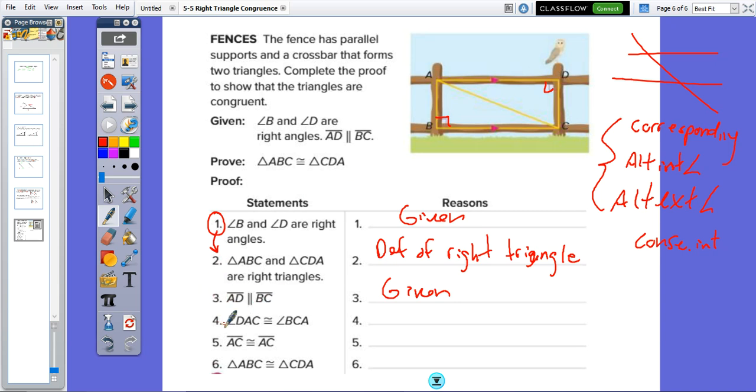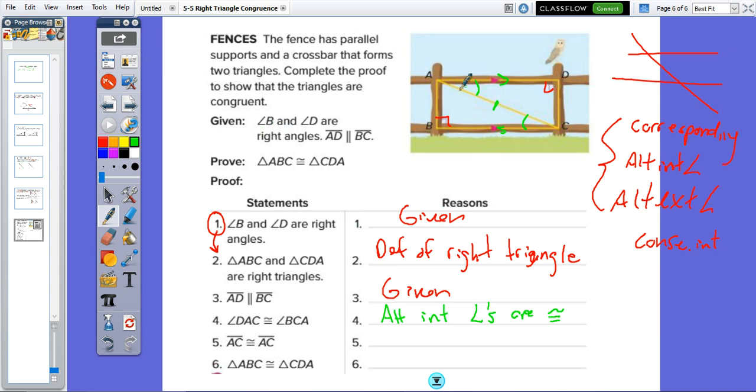So we know our lines are parallel, so now they're telling us that DAC, this angle right here, is congruent to BCA, sorry, this angle right here. Okay, these two angles are congruent according to this right here. Well, they're congruent because we have our parallel lines, we have our transversal, we have two interior angles opposite the transversal. They're alternate interior angles. More specifically, alternate interior angles are congruent.